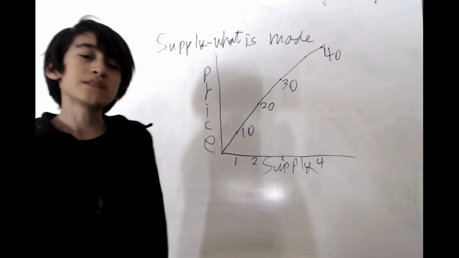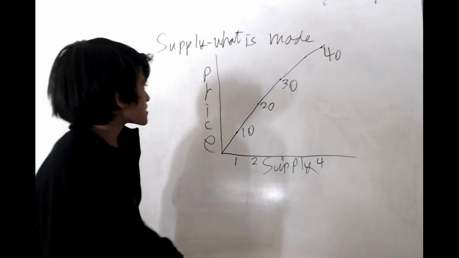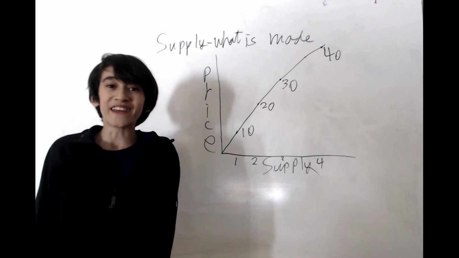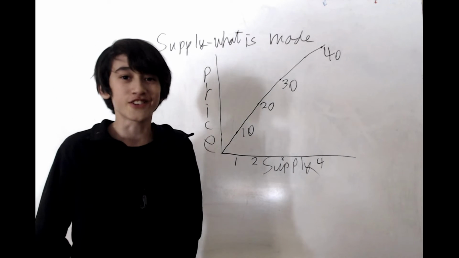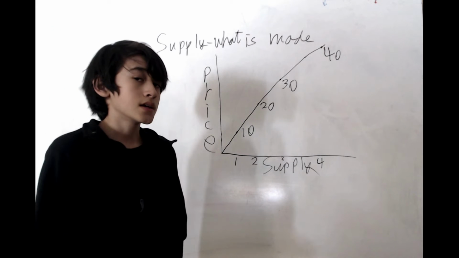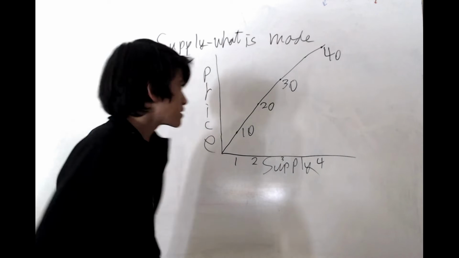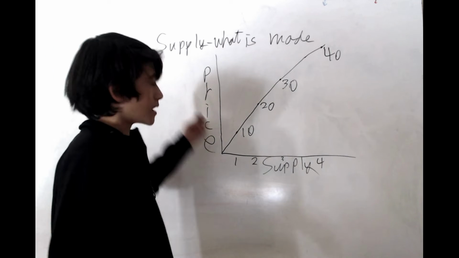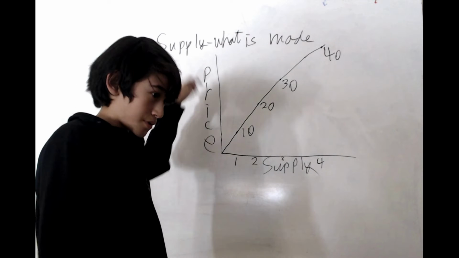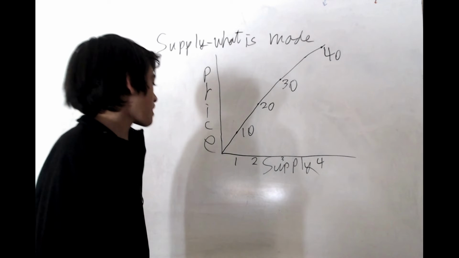Supply is the dependent variable. So, supply, notice how this looks like a linear graph, depending on how I drew it, but it's supposed to be a linear graph. It's linear because supply is directly related to price, according to the law of supply. Supply goes up, price goes up. And the other way around. Price goes up, supply goes up. Price goes down, supply also goes down.